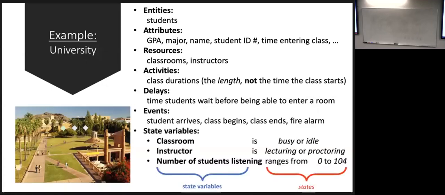And I gave some state variable and state examples here, where the variables are like classroom, instructor, number of students. Those are all variables. You can imagine X, Y, Z. And then whatever values they take, busy or idle, learning or proctoring, maybe the number of students listening at the time is anywhere from 0 to 104. So the individual number, or in this case, discrete number here, is the actual state of the system.